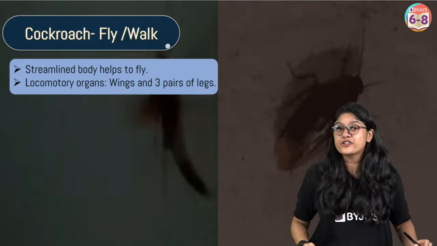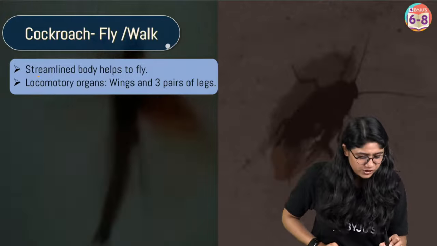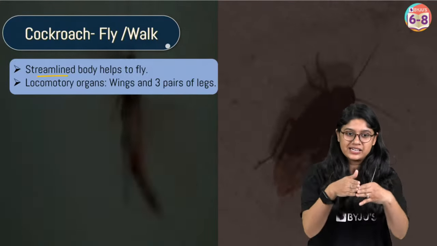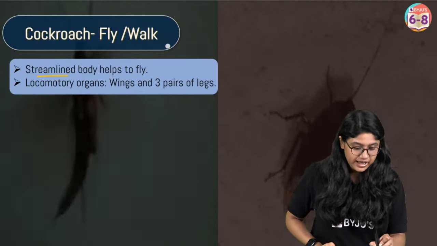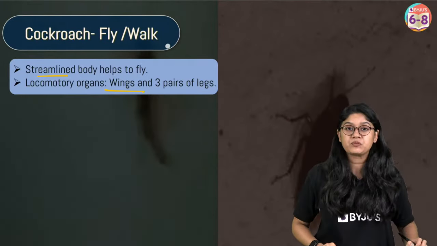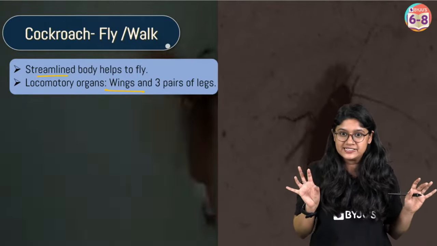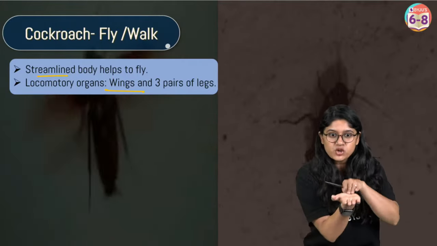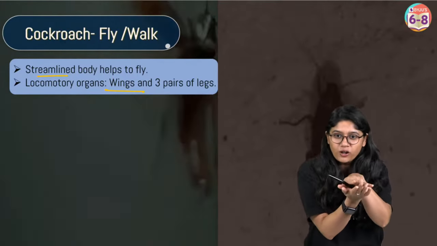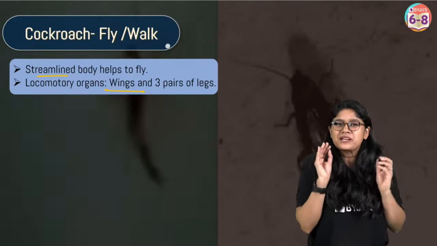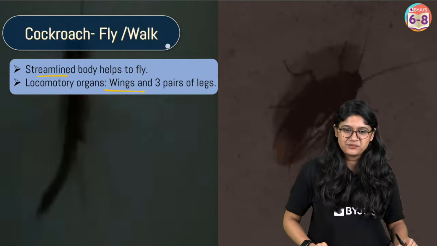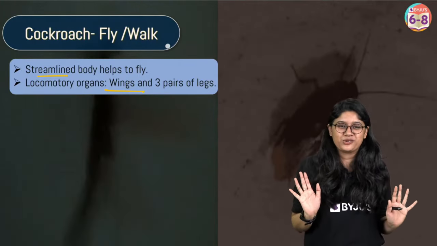Yes, so cockroaches also have a not exactly pointed body, but they have a little bit of a streamlined body, right? And of course, they have wings. And of course, they have three pairs of legs. And they're very fast, I'm sure you must have seen, right? They crawl very quickly, and when they fly, I'm sure we become a little bit scary.